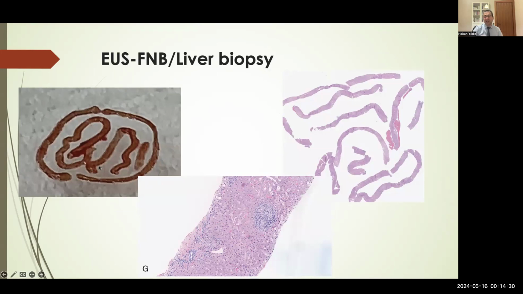picture in low power magnification, second and third in high power magnification, and there you can see the cells and the portal triad.